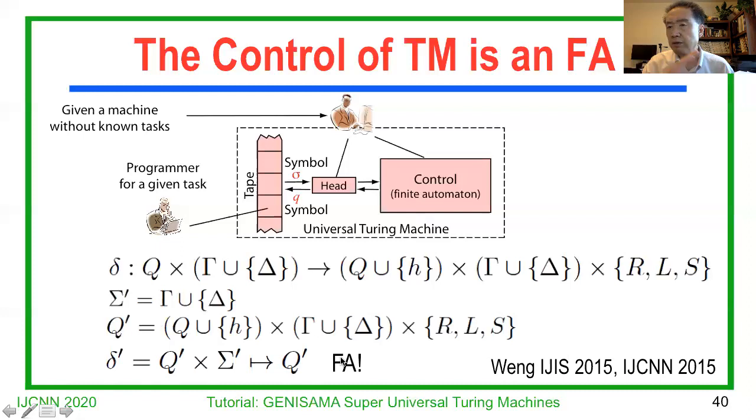So the reviewer, I respect him, but he did not know FA. He was just a lousy reviewer. He said Turing machines are FA, he is lousy. And you need to really prove it. That's in 2015 in the International Journal of Intelligence Science.